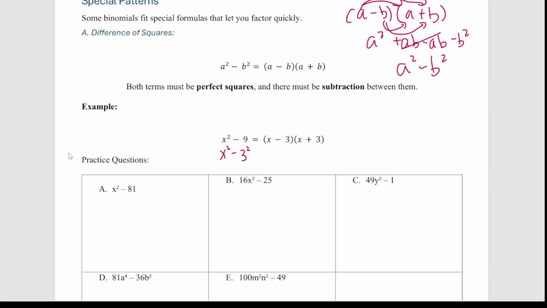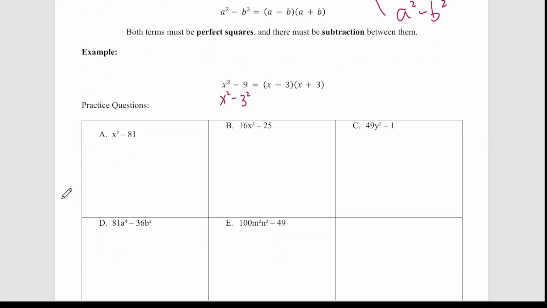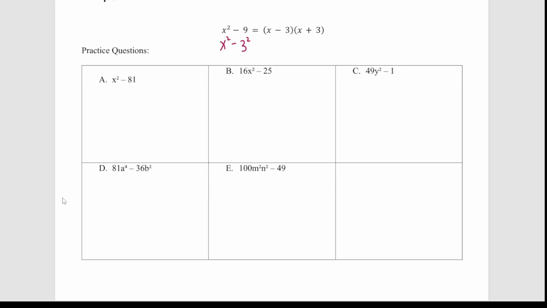And again, you're working backwards from knowing how to FOIL out a minus b, a plus b becoming a squared minus b squared. So in order to do this, the first thing you really need to identify is what is being squared. So for this first one, the first term is an x squared, but in the second term, 81 is the same thing as 9 squared, because 9 times 9 gets us 81. And now we can visualize that this will factor into x minus 9, x plus 9.